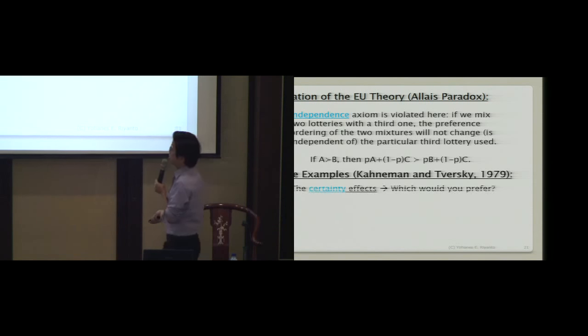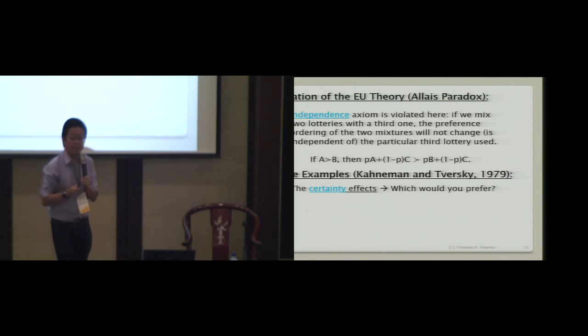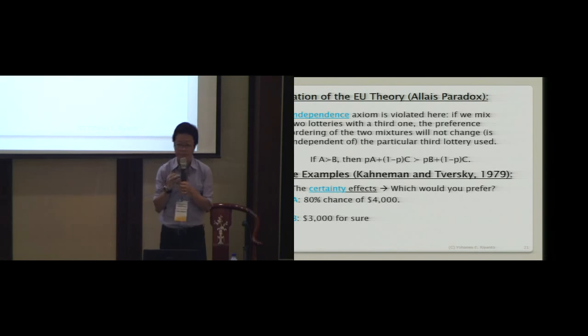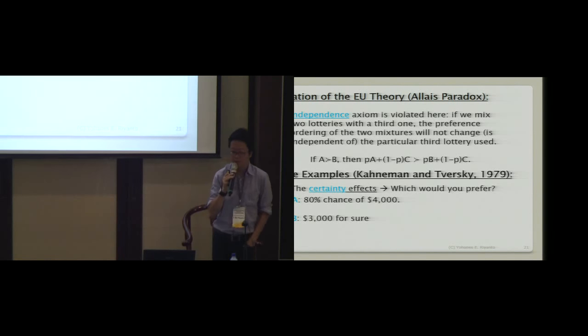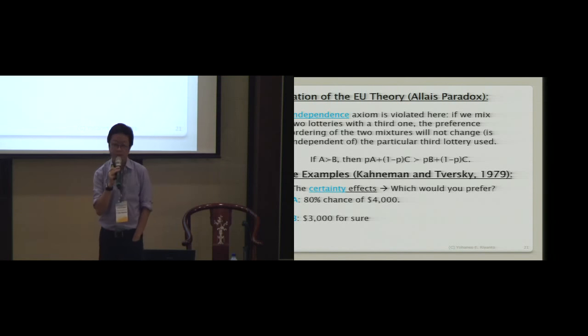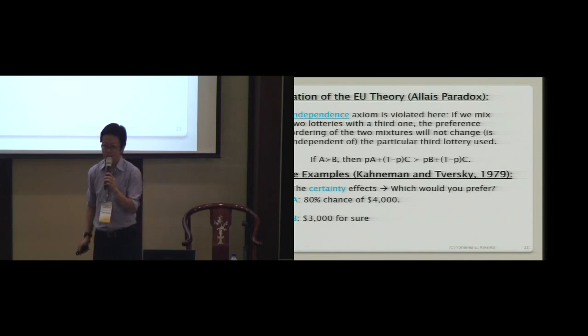So there are more examples. This example shows something called certainty effect. Let me ask you to choose. Option A, 80% chance of getting $4,000. With 20% chance, you get nothing. Or getting $3,000 for sure. Which one? B. Most people choose B.